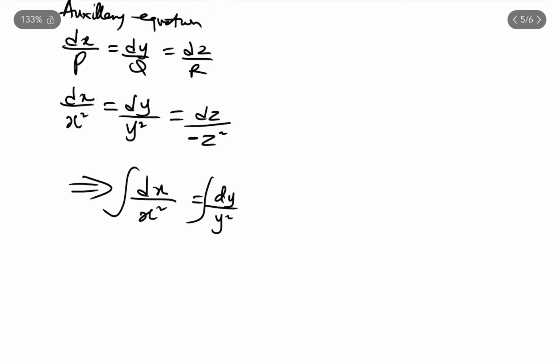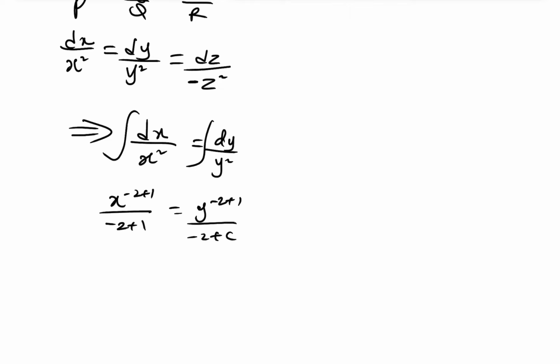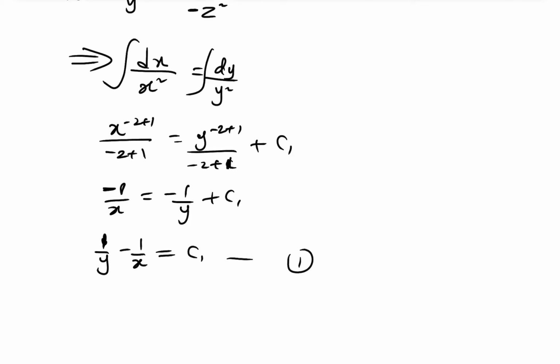When we integrate 1 over x squared, it's going to give us x to the power minus 2 plus 1 over minus 2 plus 1 equals y to the power minus 2 plus 1 over minus 2 plus 1 plus c1. So this is going to give us minus 1 over x equals minus 1 over y plus c1. When you take y to the other side, we get 1 over y minus 1 over x equals c1. We take note of this.